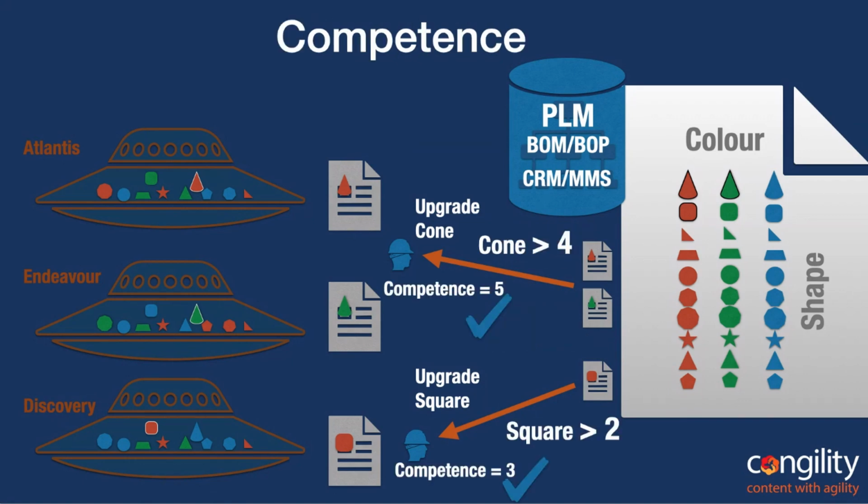Knowledge of the technician is also an important factor. Do they have the necessary level of competence to undertake the task? Do they have the appropriate permits? Does the task require more than one technician? For example, the cone upgrade requires a competence level greater than 4, and the technician is a level 5. So in this case, they're good to go.